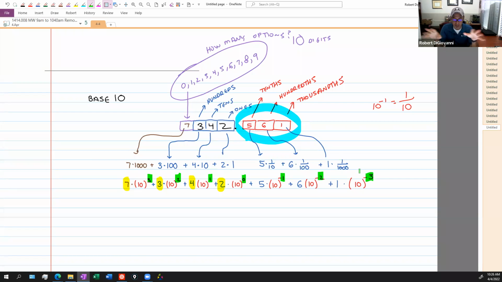Depending on what position you're in, it tells you what the power on the 10 is. And then the numbers in front are how many of them you have. And you have 10 options there. That's the base 10 number system, all right? I'm going to try and expand on this. What about if our system was base 2 instead?